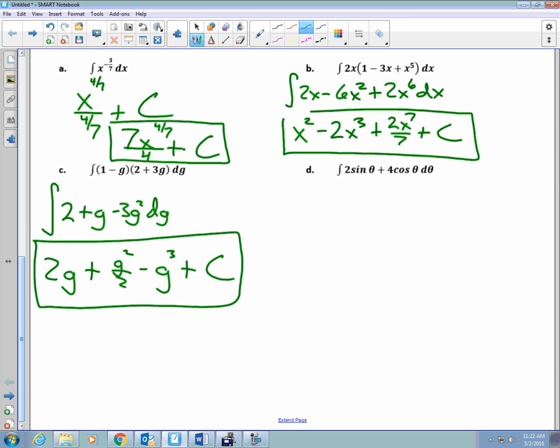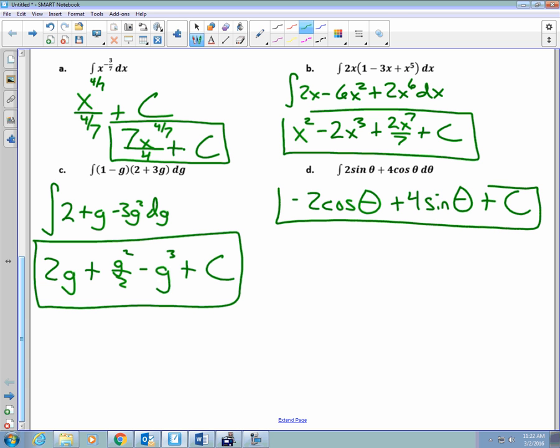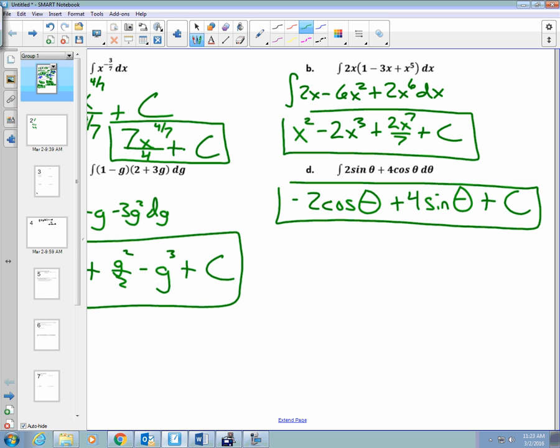What's the antiderivative of 2 sine? Good job. What's the antiderivative of 4 cosine? Good. So I'd say the front page is really the most basic examples. Those are ones that we should all get. Let's turn to some more that might give us a little bit of a run for our money.